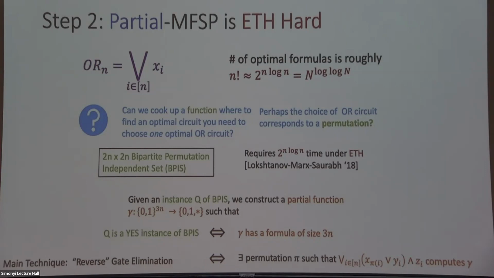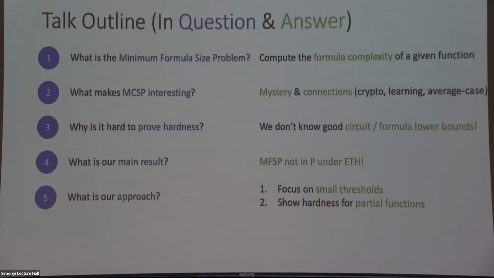Anyway, any other questions? All right, great. So that was step 2, show hardness for partial functions. And that just leaves the last thing that I want to say, which is step 3 in this approach. So what's our time here? Oh, I see. Yeah, sorry, I didn't even notice the clock. Okay, so I'll try to finish up fast.